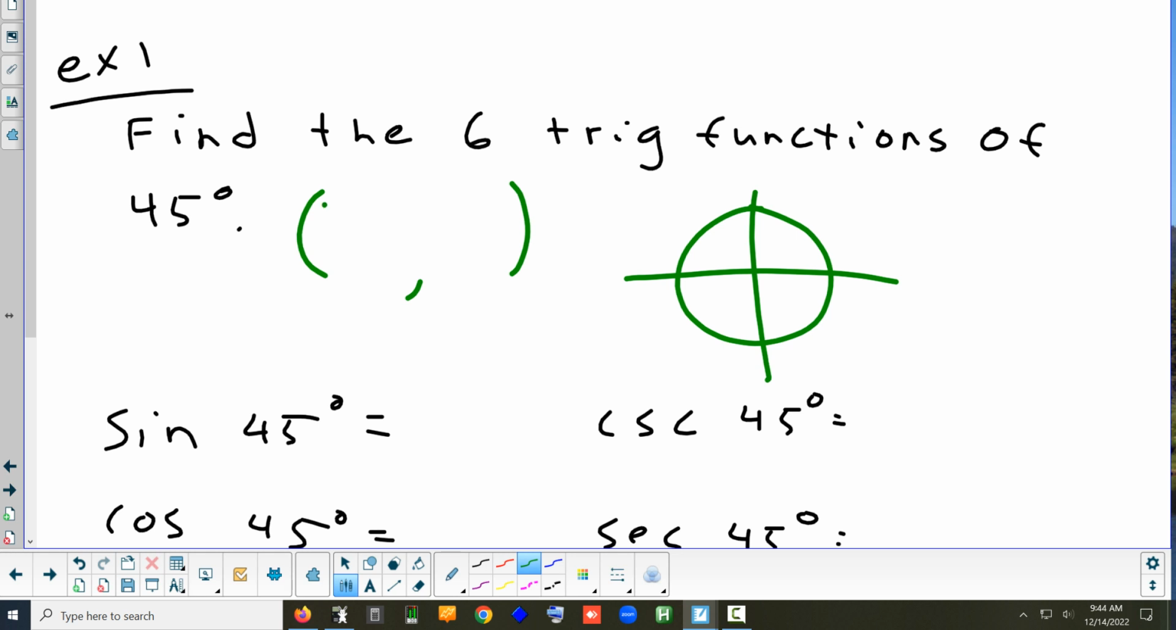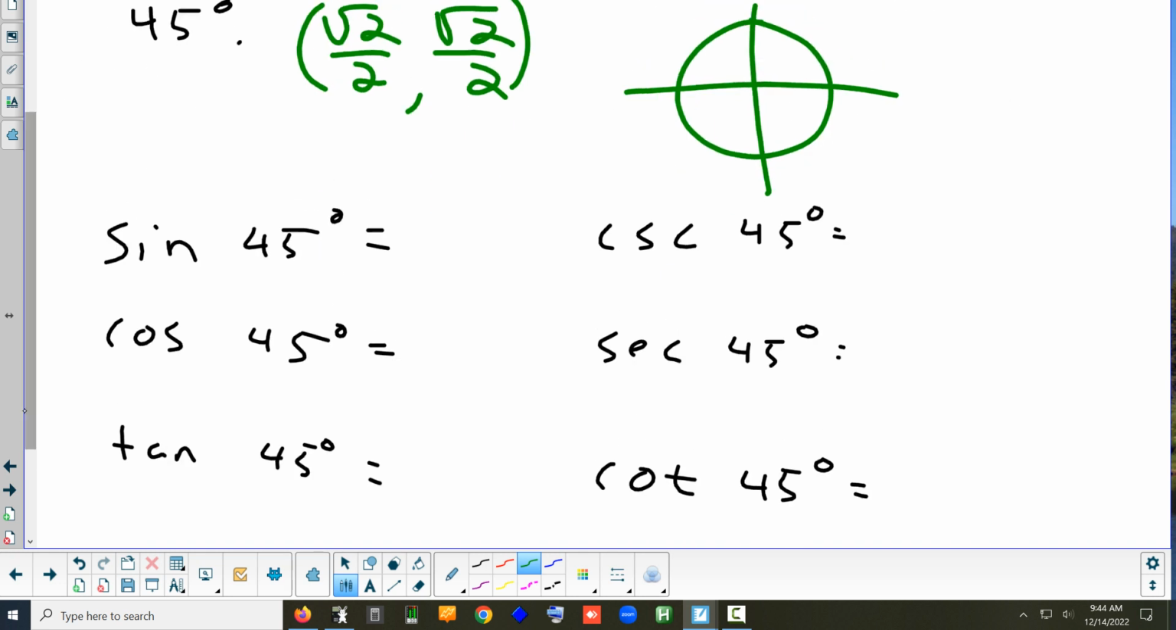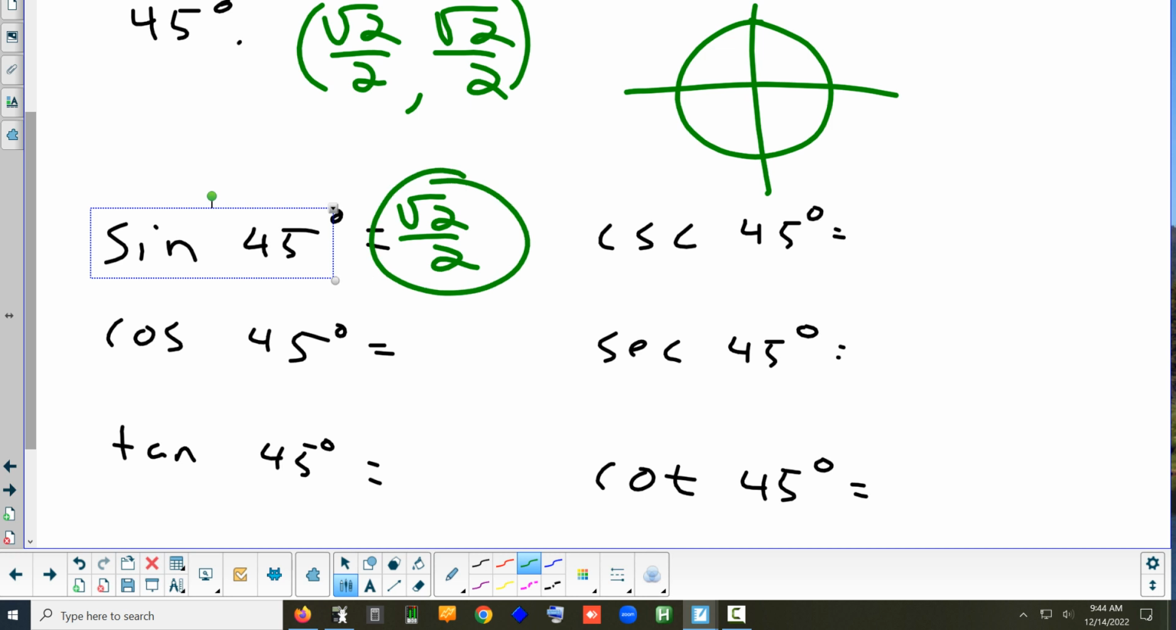Manny? Root 2 over 2. Yep. Root 2 over 2. And now from here, go through all your trig functions. What's my sine going to be? Yep. Root 2 over 2. And which one? Just so I know which one you picked. Oh, because it's y. The y. Yep. Root 2 over 2. How about the cosine of 45? Yeah. Root 2 over 2. In this case, it's the x, so root 2 over 2.